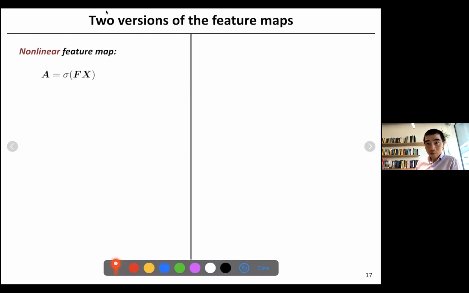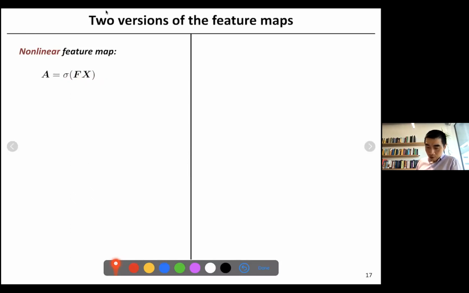For that, we need to consider two different versions of the feature map. The first version, the nonlinear feature map, is the one that we want to study. Here, again, X is your random matrix representing your input data, and F is just a random weight matrix from the first layer. It's random, but kept frozen. And then sigma is the nonlinear transformation applied to each entry of this product.